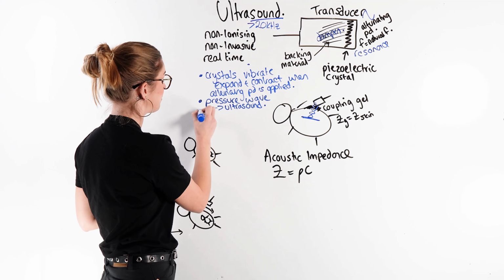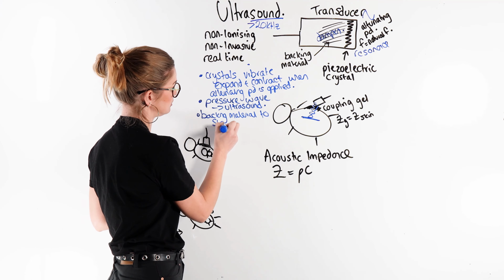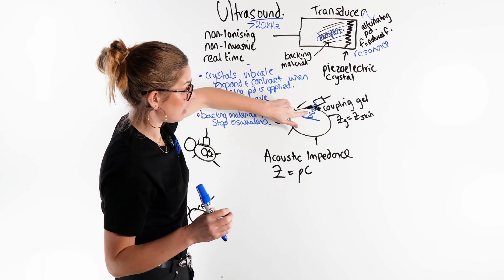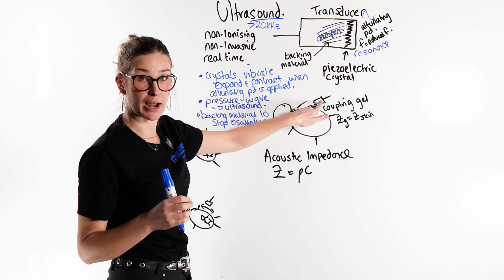So we have a backing material to stop the oscillations, or to stop the vibrations. We need it to stop so this transducer can act both as an emitter of the ultrasound and as a receiver. We want it to be both the emitter and the receiver, but I can only receive the ultrasound if it stops vibrating.